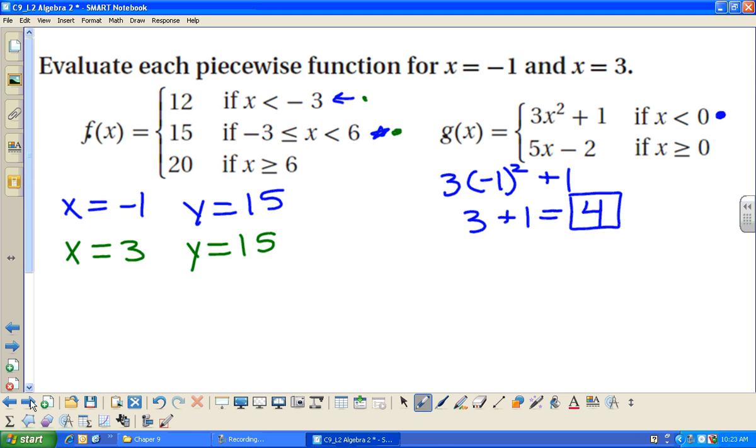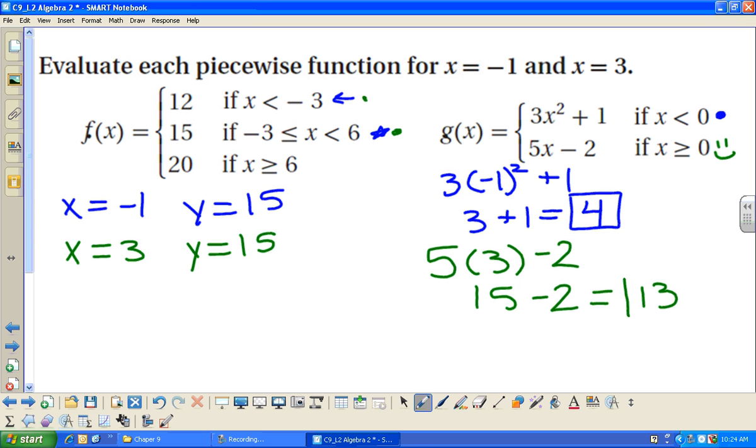For x is equal to 3. 3 is not less than 0, so it's not going to be this first equation. 3 is greater than 0. So I have to use my second equation. So I have 5x, with x given as 3. 5 times 3 is 15. Subtract 2 would be 13. So you always have to look at your if statements. And where does the x lie in between?